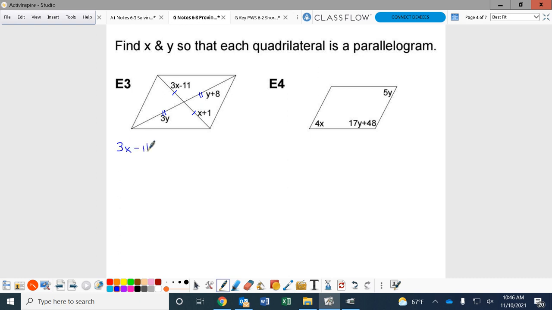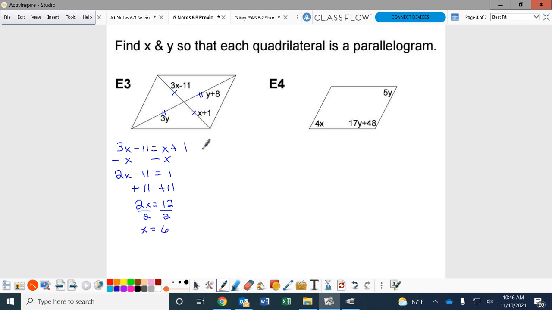3x minus 11 equals x plus 1. Minus x, minus x. That'd be 2x minus 11 equals 1. Add 11, 2x equals 12. Divide by 2, x equals 6. Is that what y'all got?